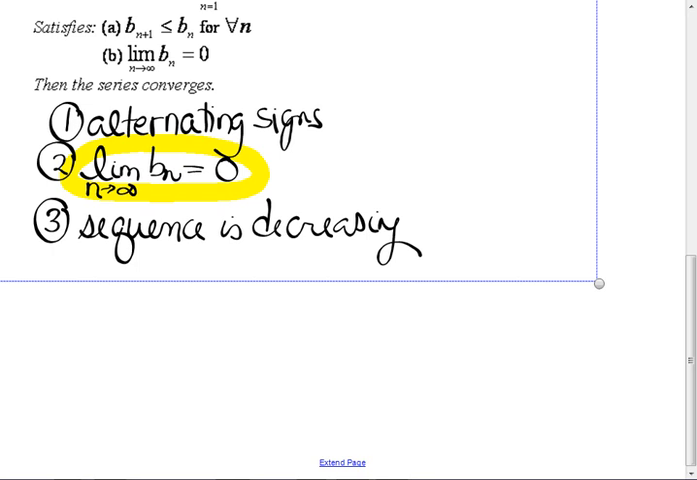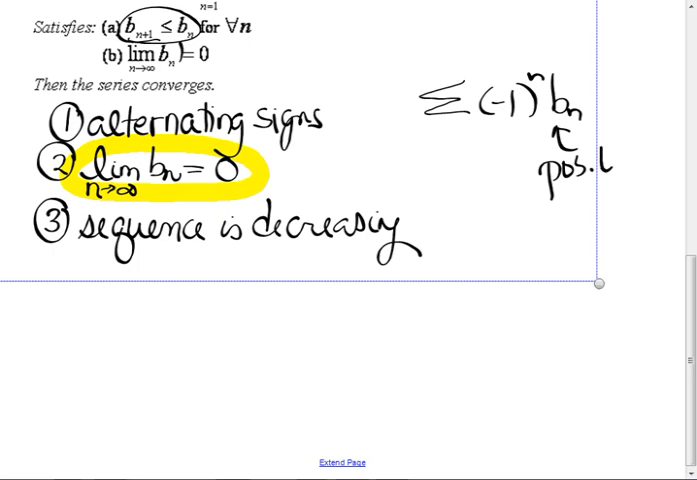Each of the subsequent terms has to be smaller than the terms before it. But all we're talking about is the sequence, not the alternating part. Because the alternating series looks like this. It's negative 1 to the n, or n plus 1, b sub n. These are the positive terms. What makes it negative is that alternating sign.